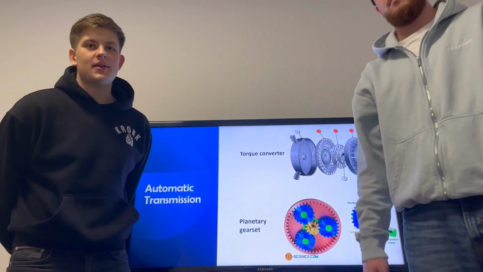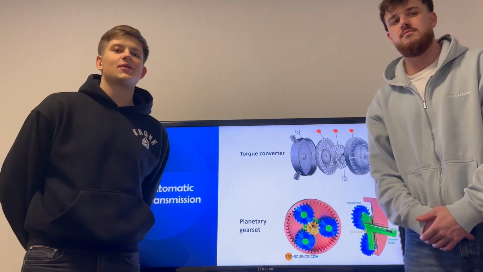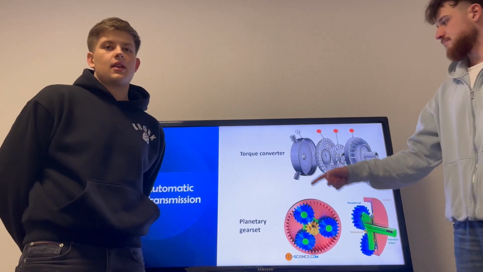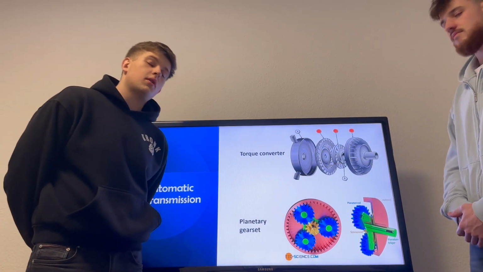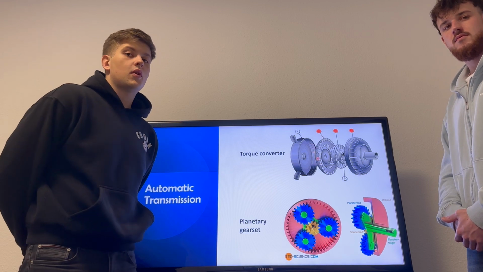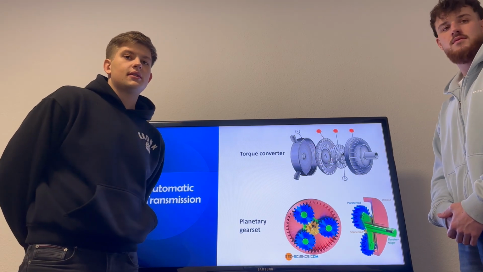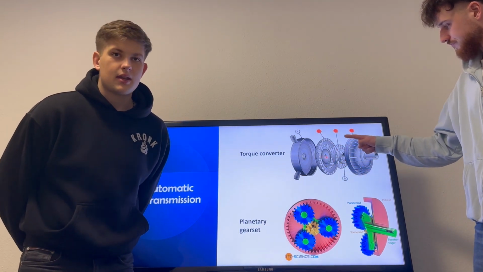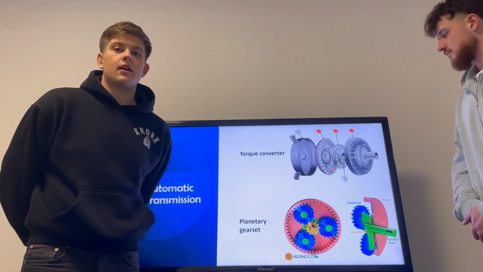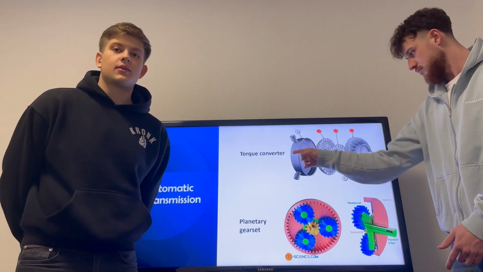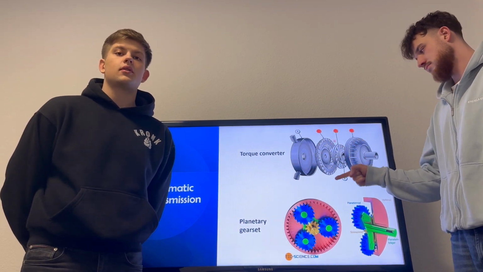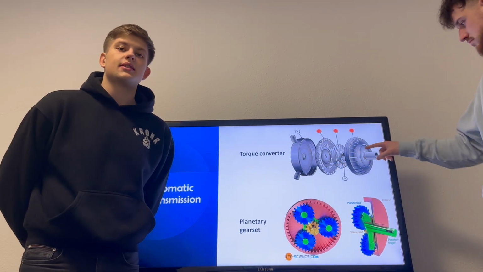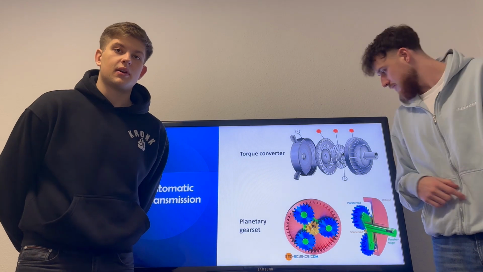Now to our next topic, the automatic transmission. In the top picture you can see the torque converter. This torque converter consists of two components. First the turbine, and the other one is the pump impeller. The pump impeller is driven by the engine and creates a rotating oil flow in the torque converter. The turbine is connected to the transmission shaft and is driven by the oil flow from the pump impeller.